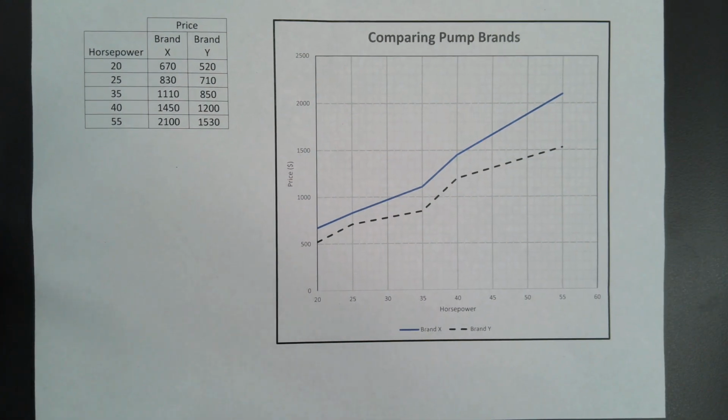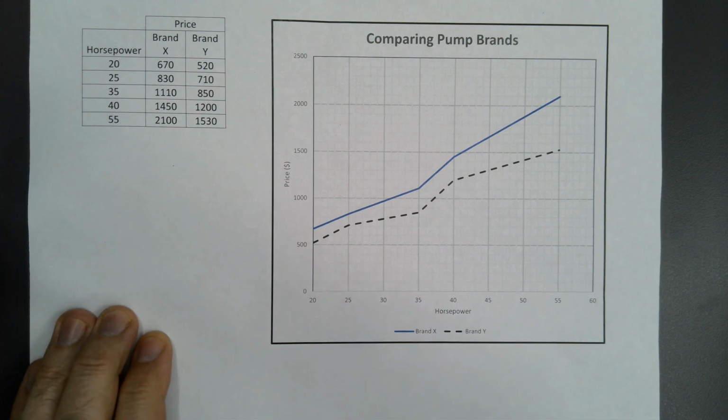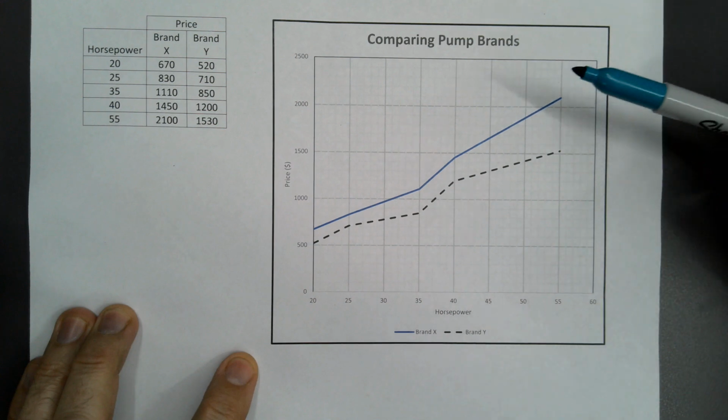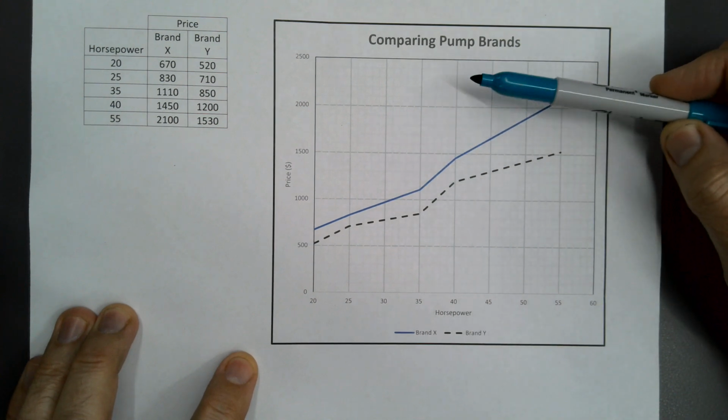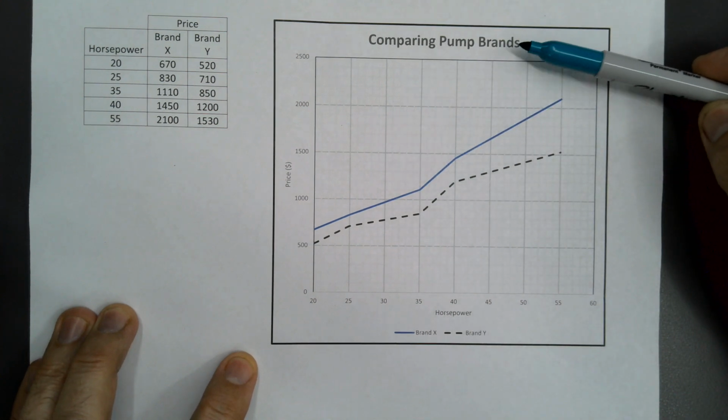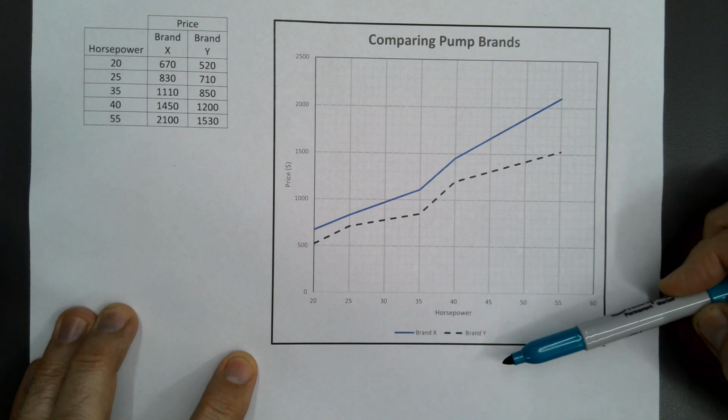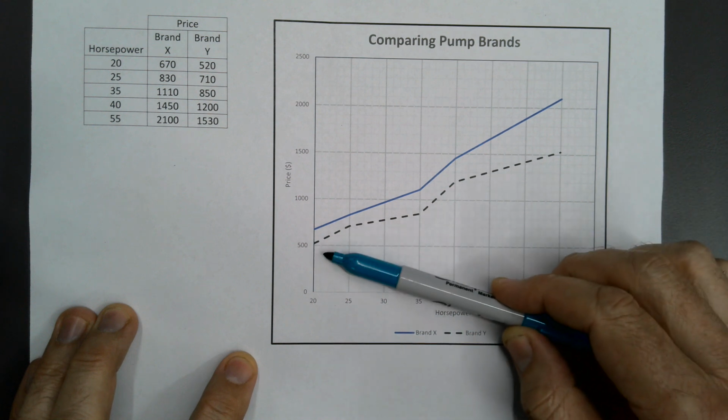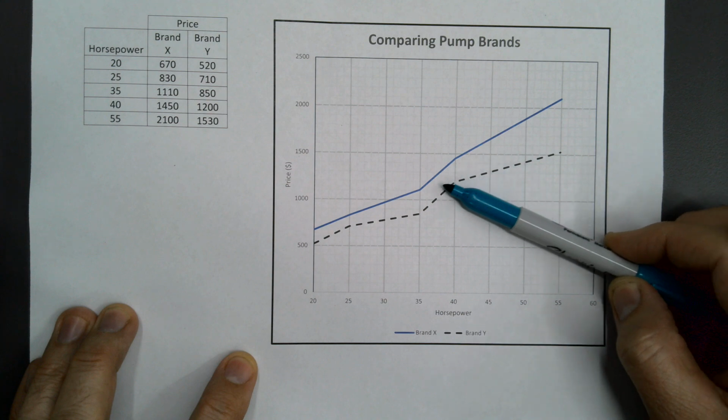All right, let's look at how to evaluate or interpret a graph. So this might be the kind of graph that you've got. Now, I just randomly made this stuff up. There is no such thing as brand X or brand Y, but let's say this is your graph. You're looking at pumps, comparing these two brands, brand X and brand Y. And this is the two lines we've got.